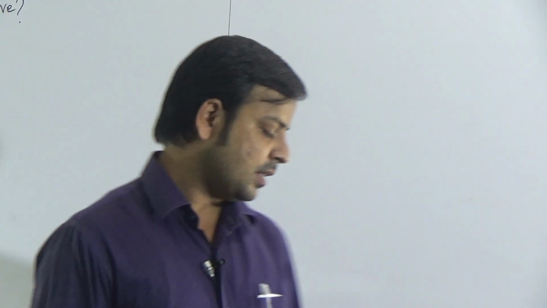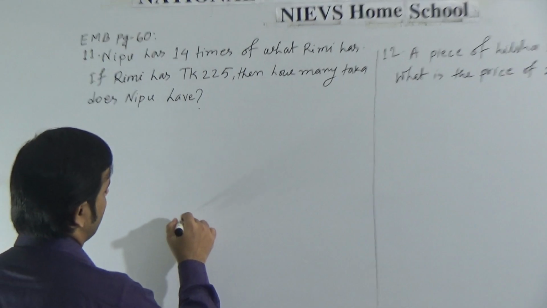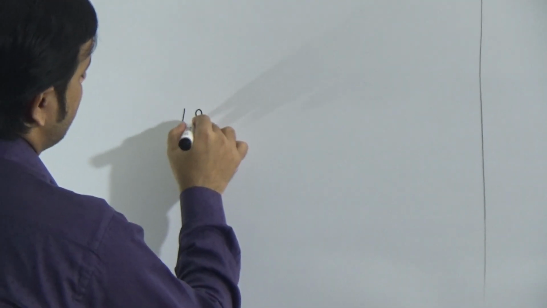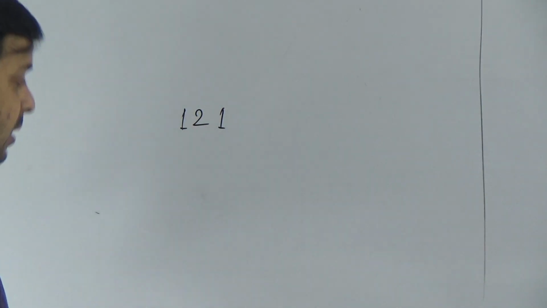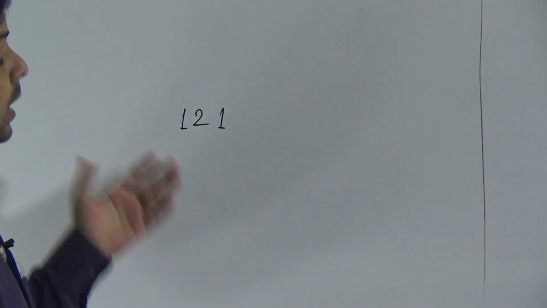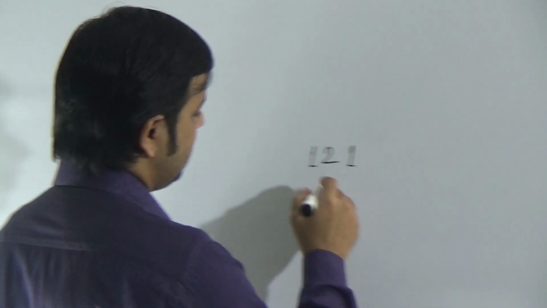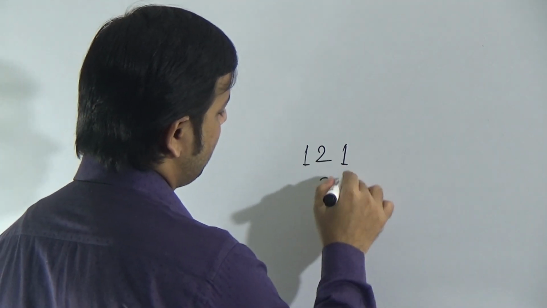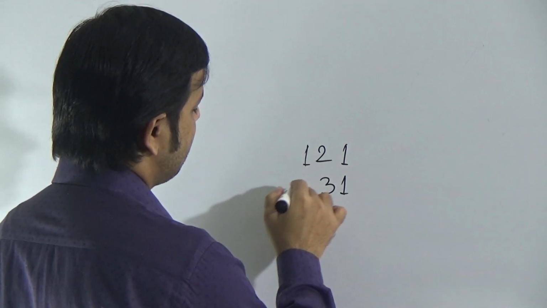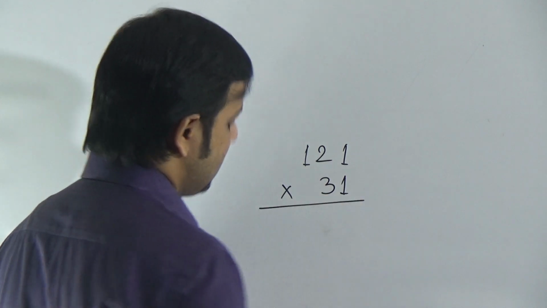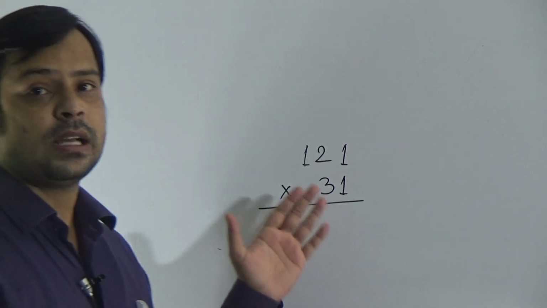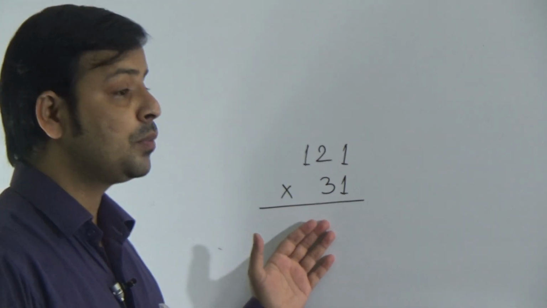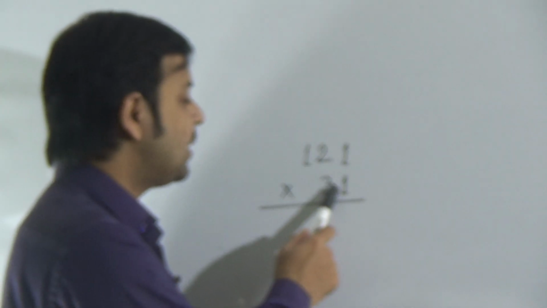Okay, dear students, now see, suppose 121 is a number. I want to multiply this number by 31. 31 is a two-digit number. I will show this simple multiplication only so that you can understand how you can multiply a number by a two-digit number.